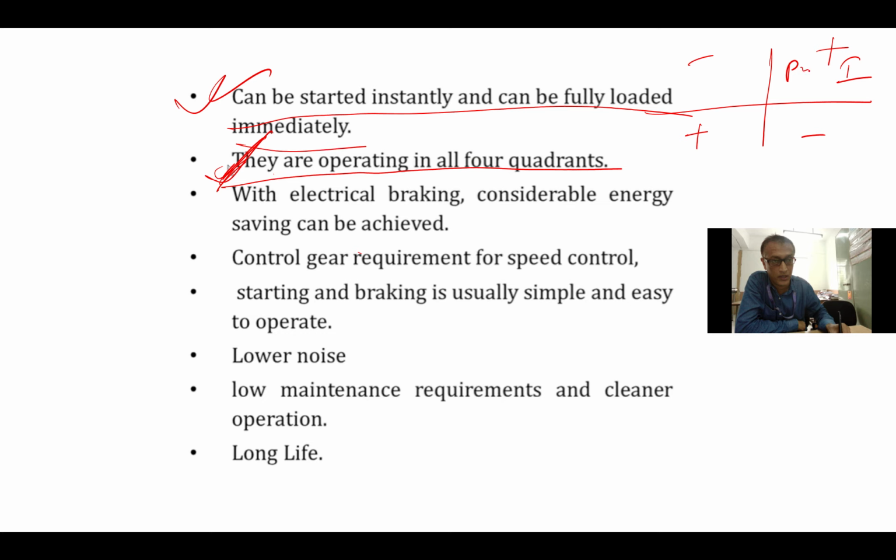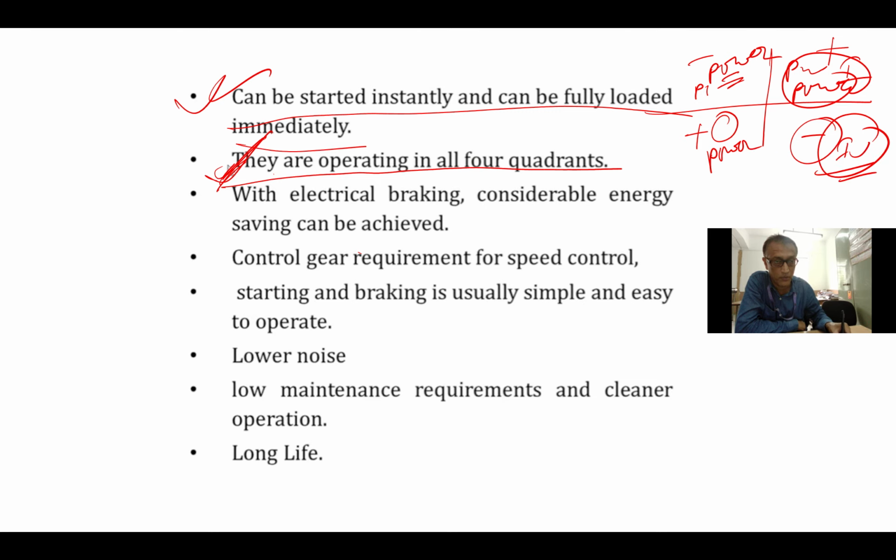This is positive, this is negative, this is positive, and this is your negative. That means all of the power you have to consider: power 1, power 2, power 3, and power 4. So this is called the four quadrant operation of the machine.